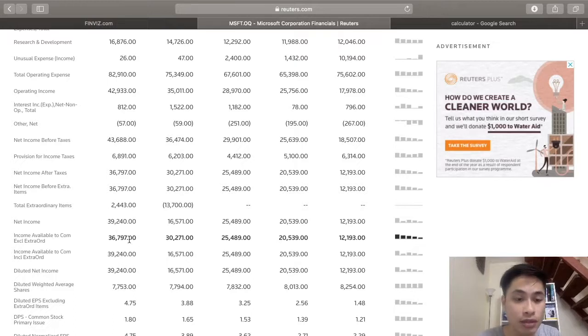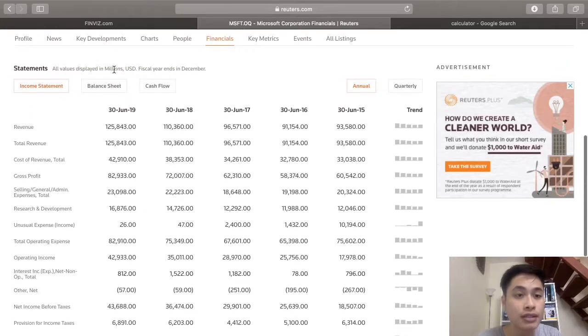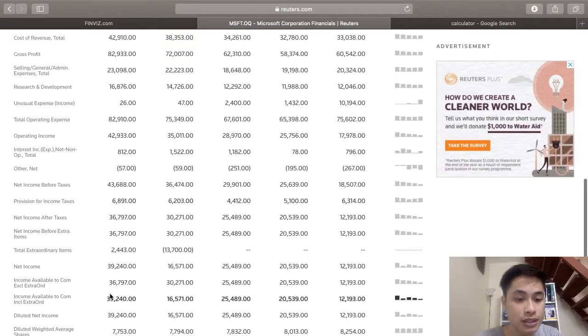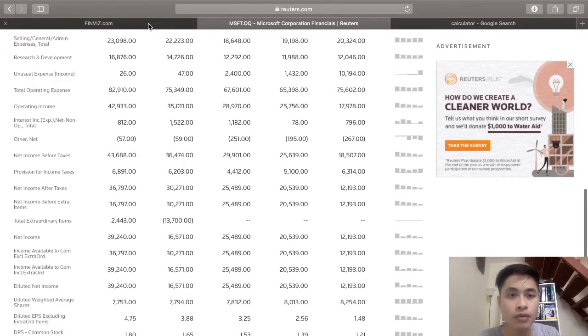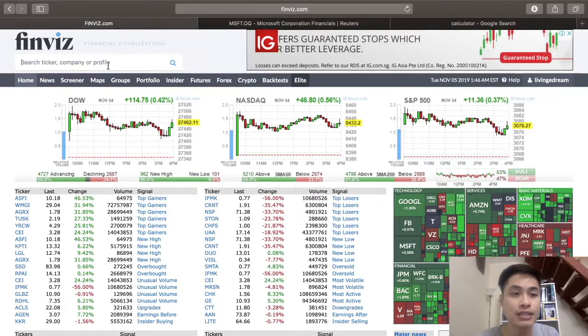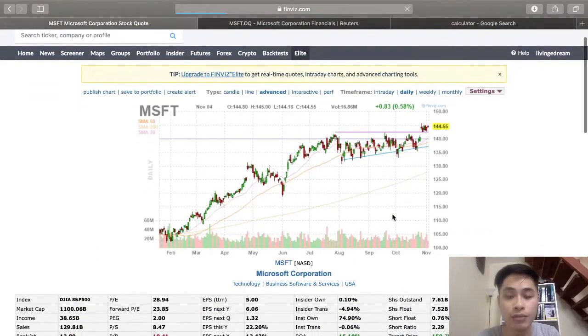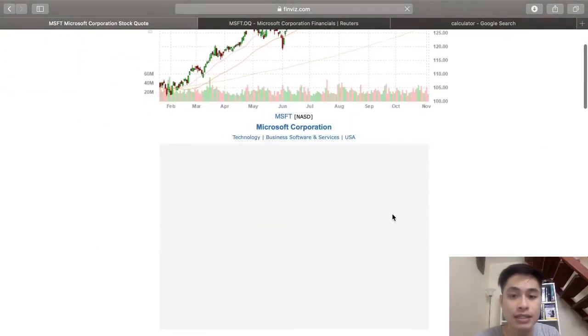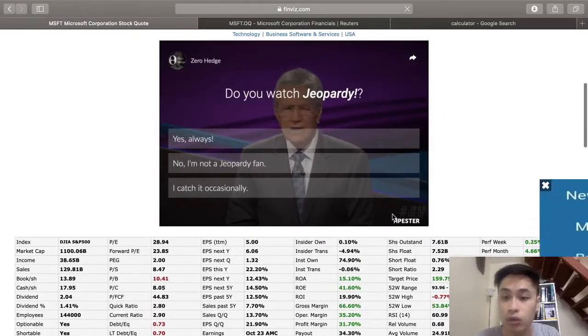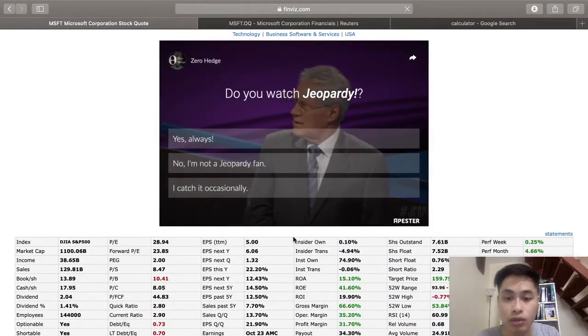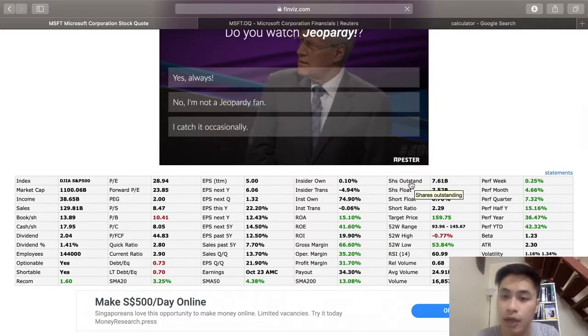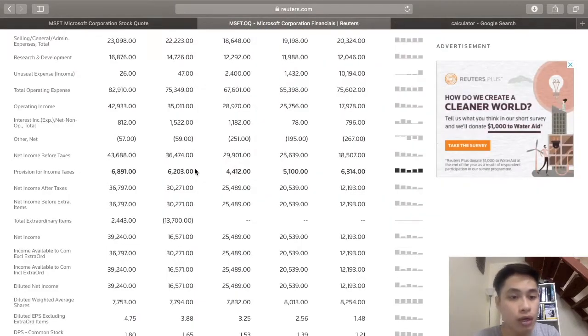So this is the number, 36,797 million. It is in millions. The next thing we want to look at is the company's total shares outstanding. Remember, the formula of our EPS is the net income of a company minus the preferred dividends, and then the value divided by the total shares outstanding. As you can see, Microsoft's total shares outstanding is 7.61 billion. So let's do a quick calculation.